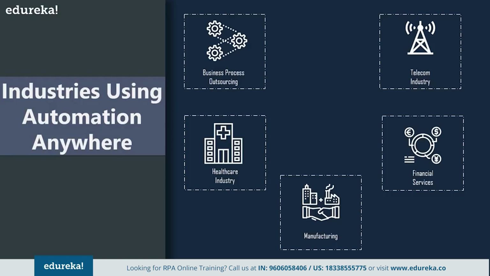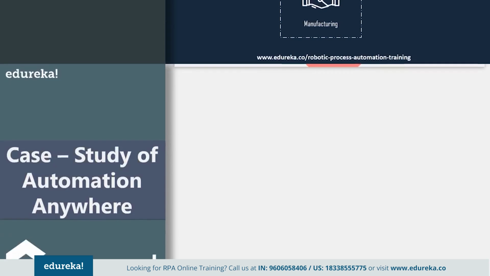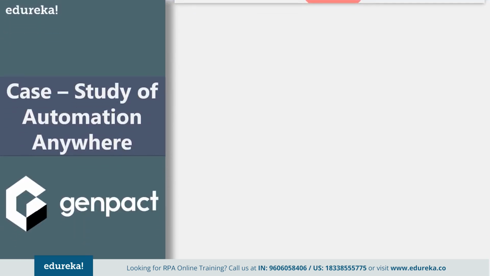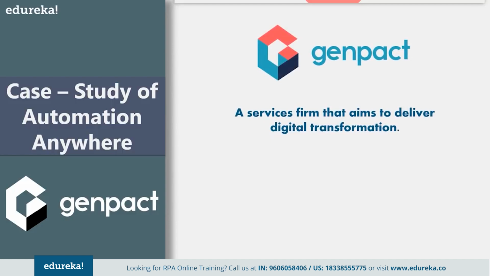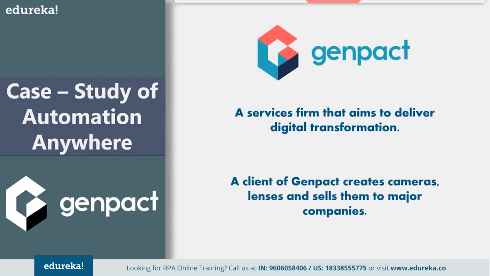Now talking about industries, let me next show you a company case study where a company started using Automation Anywhere and benefited from it, right? The company that I'm going to talk about is Genpact. Genpact is a services firm that aims to deliver digital transformation. A client of Genpact creates cameras and lenses and sells them to major companies.